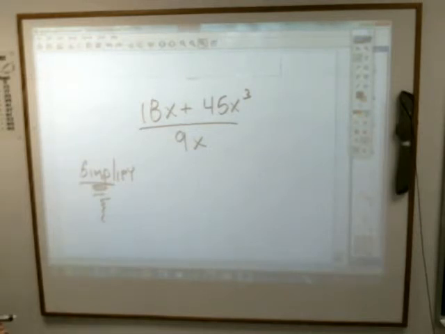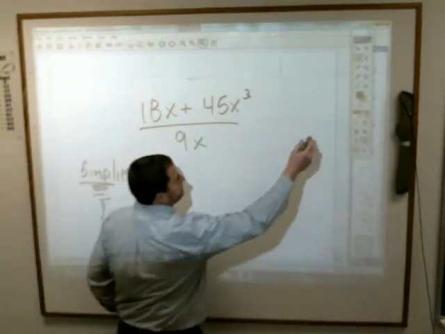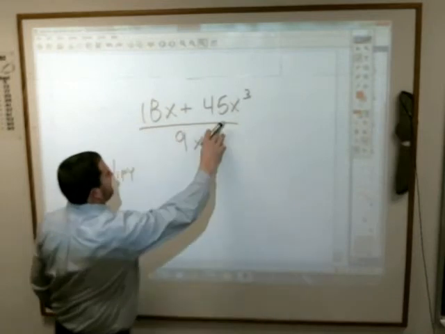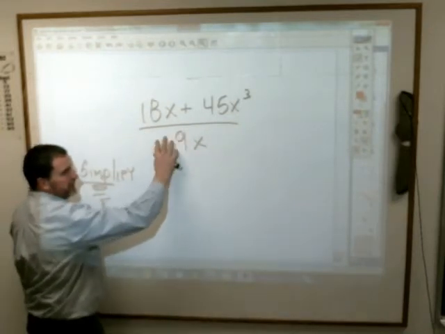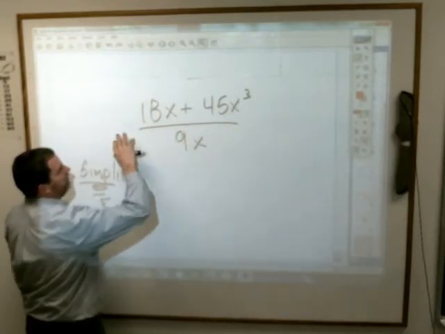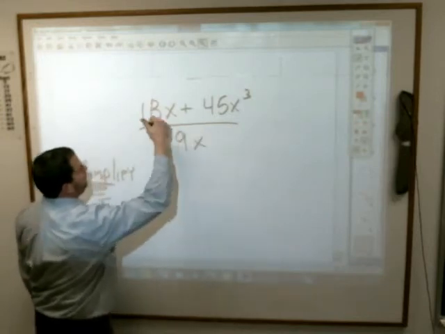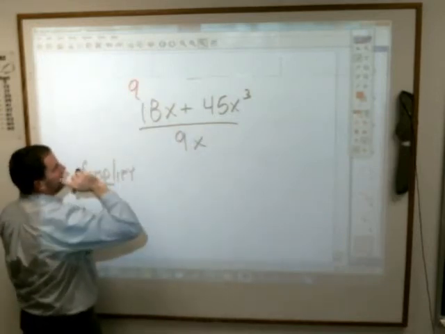Jack, what do you get for an answer? I got 2 plus 5x squared. Well, let's see what happens here. If you're factoring out the top, again, you're looking for something that's going to cross off with a 9x, so hopefully that works. What's the biggest thing you can take out of that 1845?